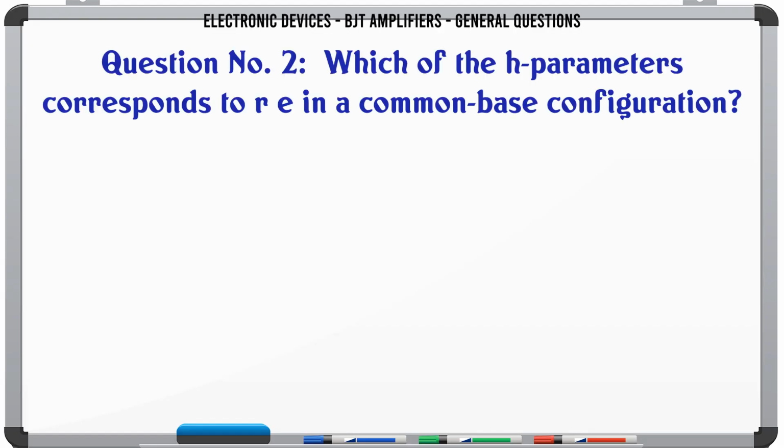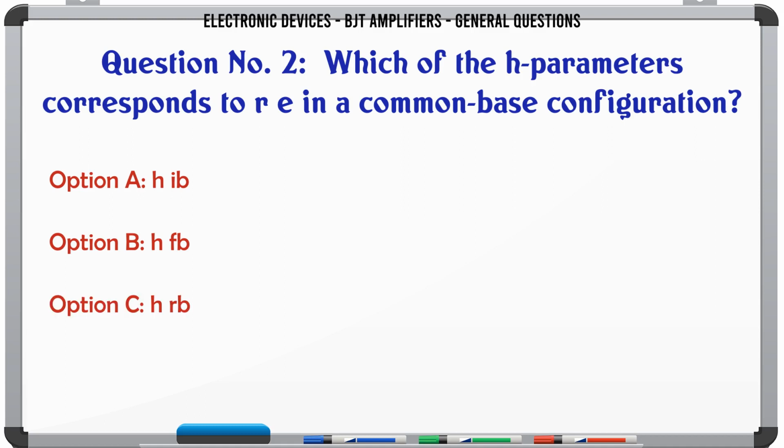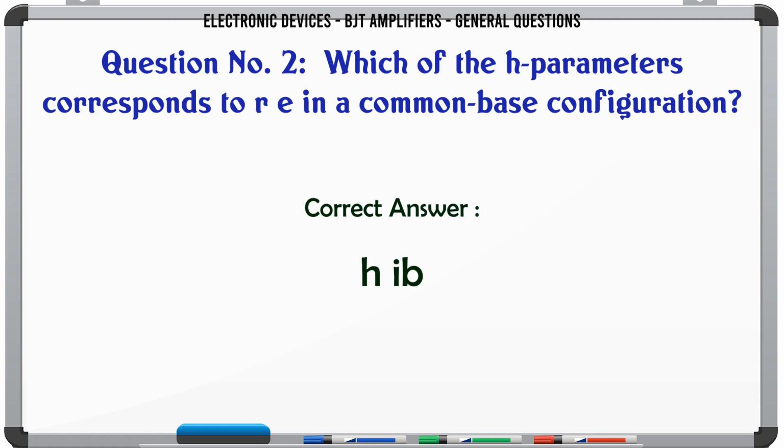Which of the H parameters corresponds to RE in a common base configuration? A. HIB. B. HFB. C. HRB. D. HOB. The correct answer is HIB.